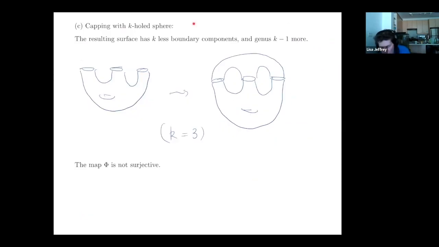You could cap with a k-holed sphere if there are k boundary components. So the resulting surface has genus k-1 higher. In this case, we start off with something with genus 1 and 3 boundary components. You cap it off with a 3-holed sphere. What you get has genus 3 and no boundary components. This corresponding map on character varieties is not surjective.